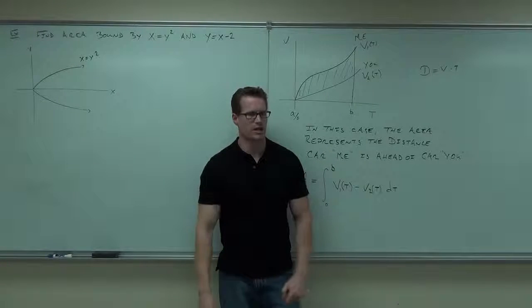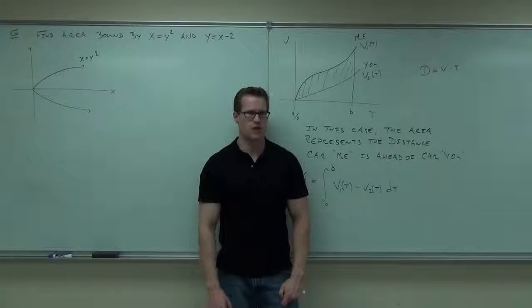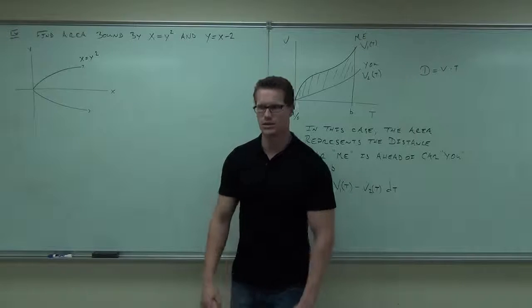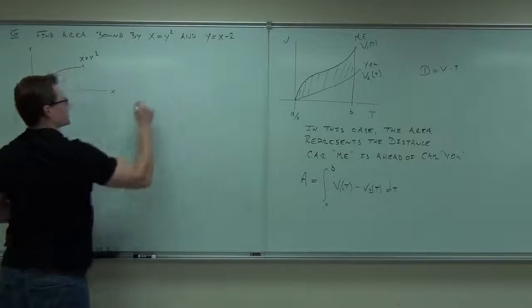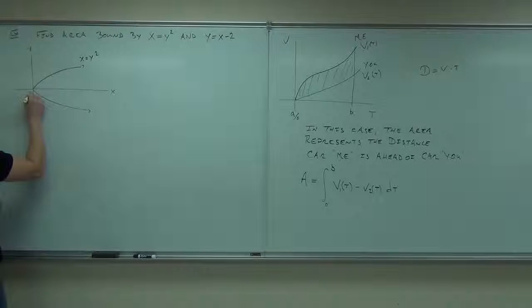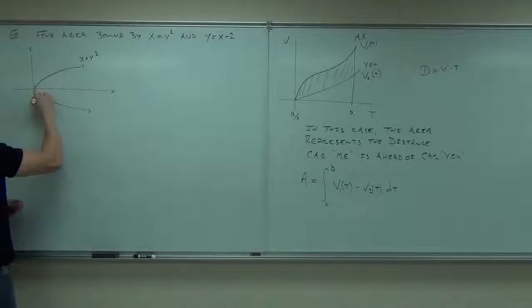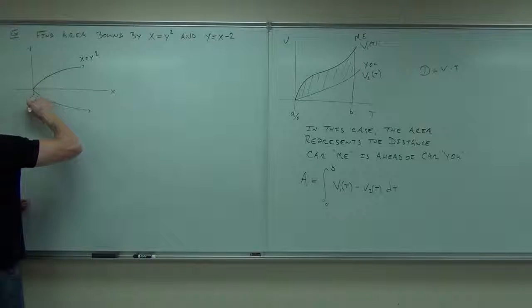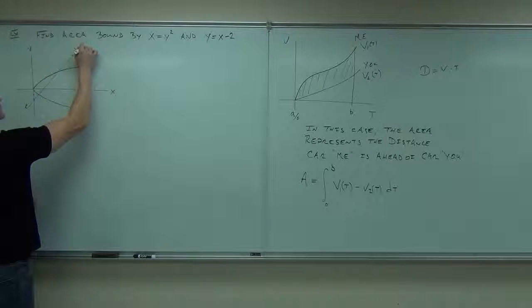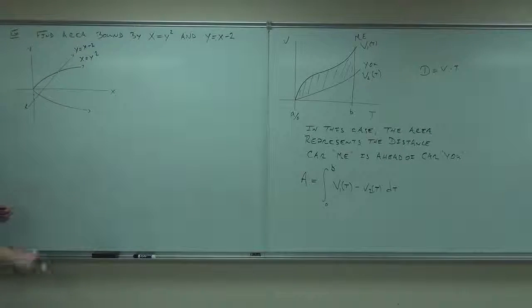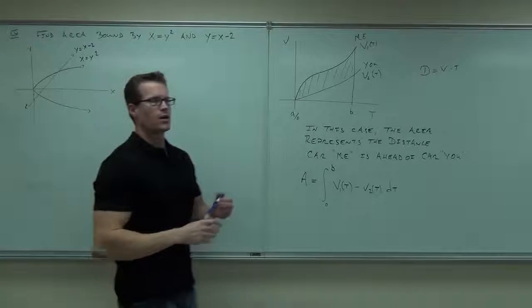The other function is pretty easy. The other function is a line. y equals x minus 2. Can you graph that on the same set of axes? Okay, let's go ahead and do that. y equals x minus 2 says the y-intercept is where, ladies and gentlemen? Where? And the slope is? 1. Those are our two functions.